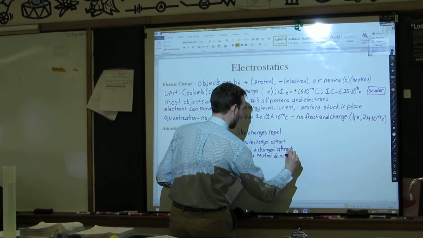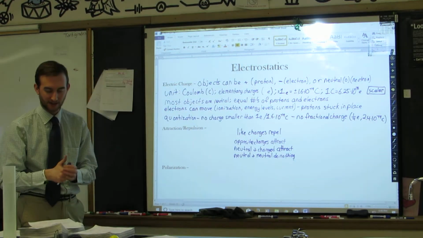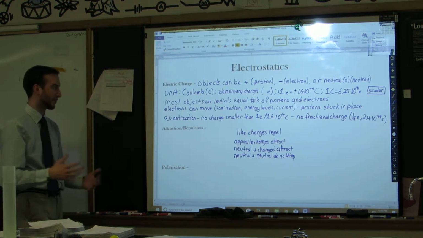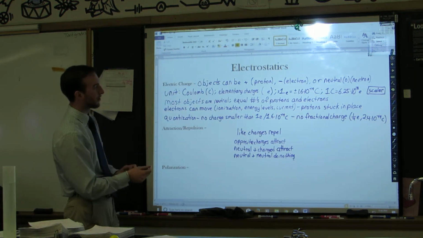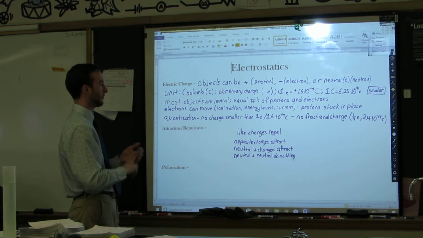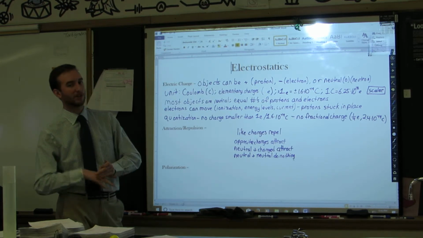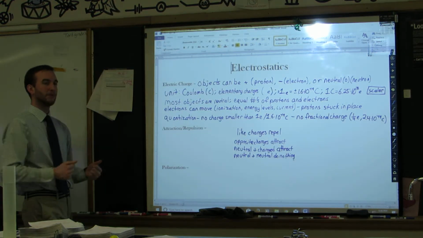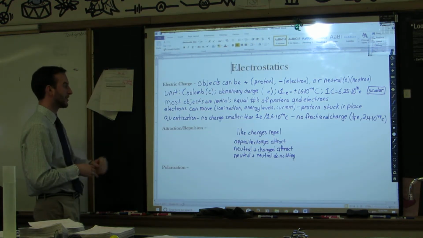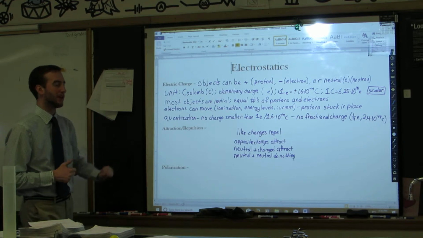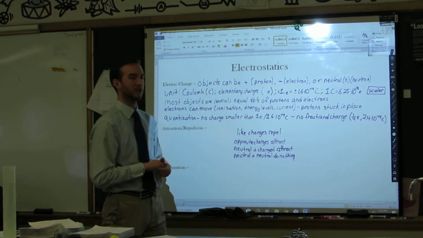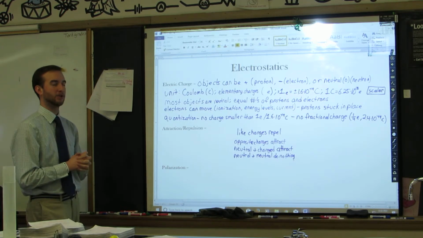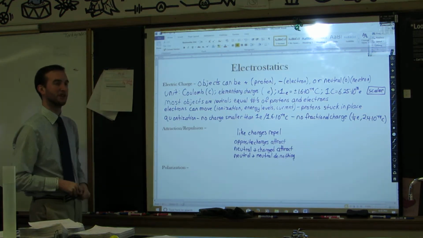Okay, so that's a few minutes about just the basics of electrostatics, okay? What electric charge is, it's a property some things have. Units are coulombs or elementary charges. You can have positive, negative, or neutral. Most objects are neutral because they have equal numbers of protons and electrons. The electrons are the ones that can move, protons are kind of locked in place, and charge is quantized, okay? Charge comes in whole number multiples of elementary charges. You cannot have a fraction of an elementary charge.